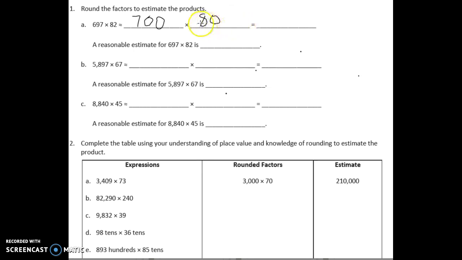And now if we take a look, we go 7 times 8. We know that that is 56 total. And then how many zeros are we working with? 1, 2, 3 of them. So those just come on over. 1, 2, 3. So we end up with 56,000. So a reasonable estimate for 697 times 82 is 56,000 as an estimate.